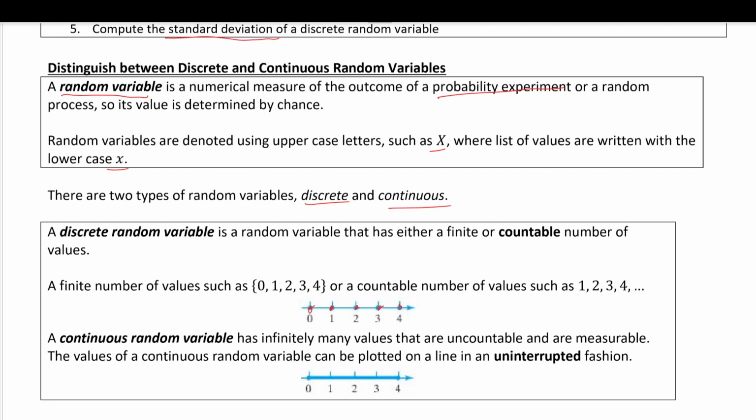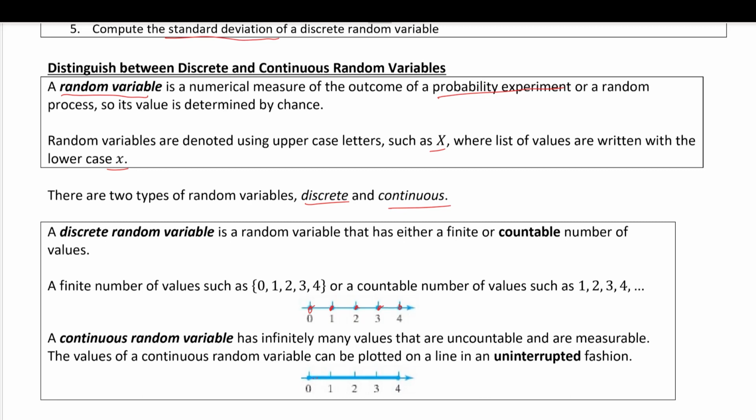Continuous random variables have infinitely many values that are not countable. So these usually come from things that are being measured. For example, like the height of the average student at the school. Okay, that is something that's being measured. Technically, there are an infinite amount of heights. Every particular person has a unique height. We just round to the nearest inch or centimeter or whatever.